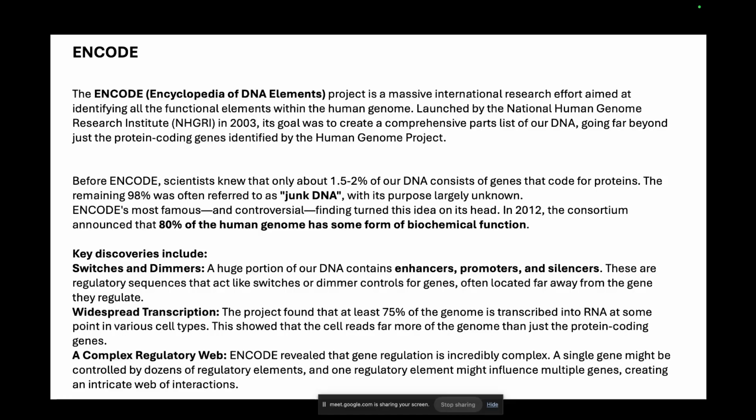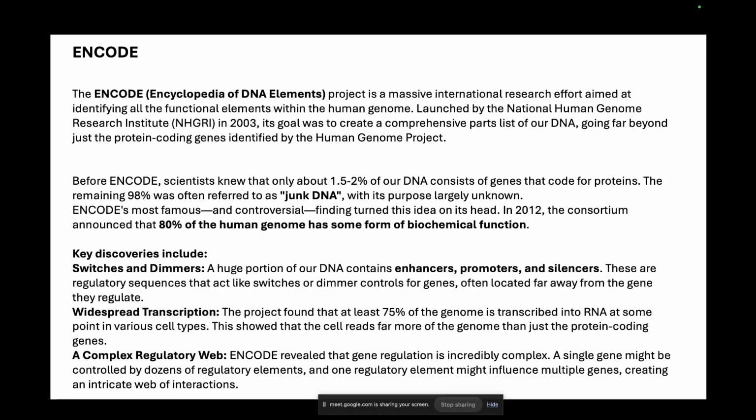But after the Human Genome Project, this project was launched to say that only 1.5 to 2% of our DNA is coding for proteins. What is the function of the remaining 98%? We used to refer to it as junk DNA because we do not know how the rest of this 98% behaves, or what its purpose is, right?